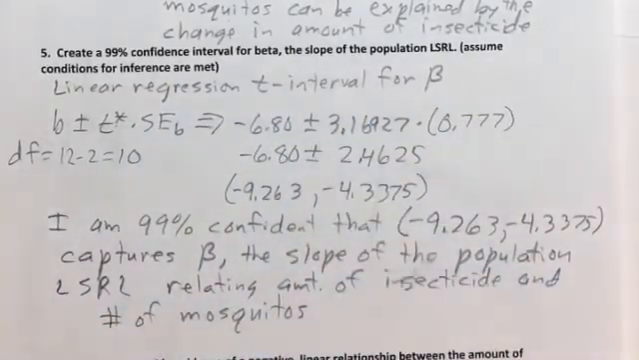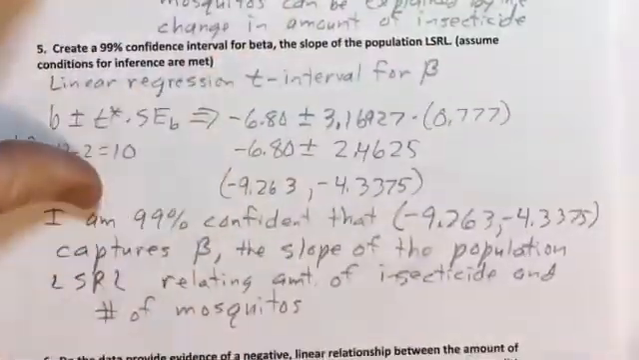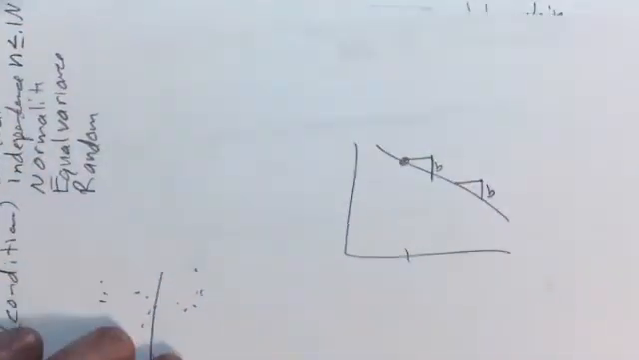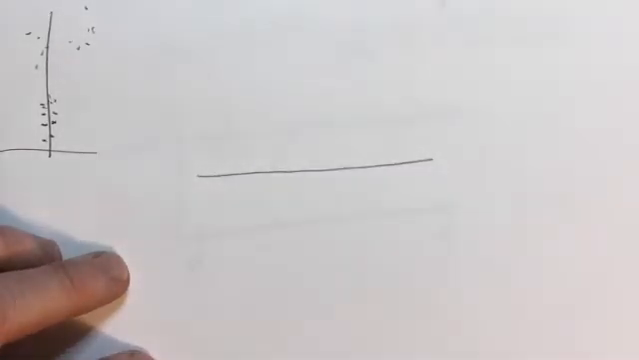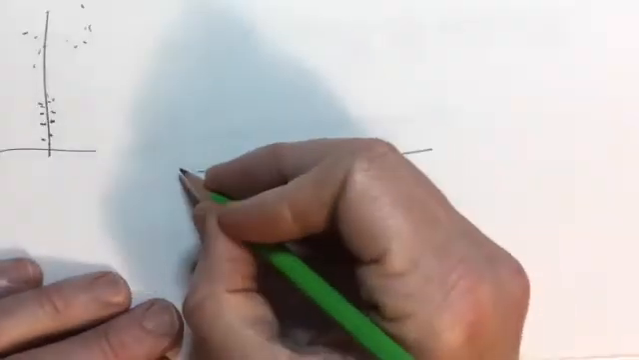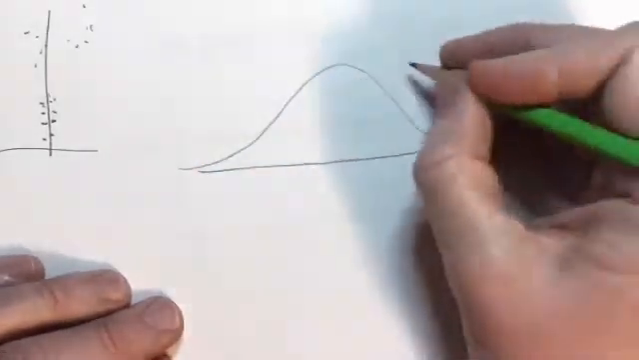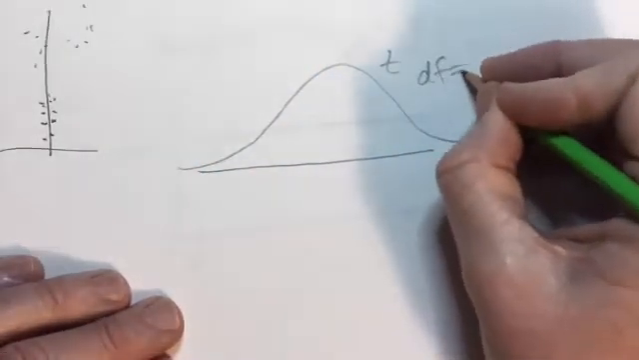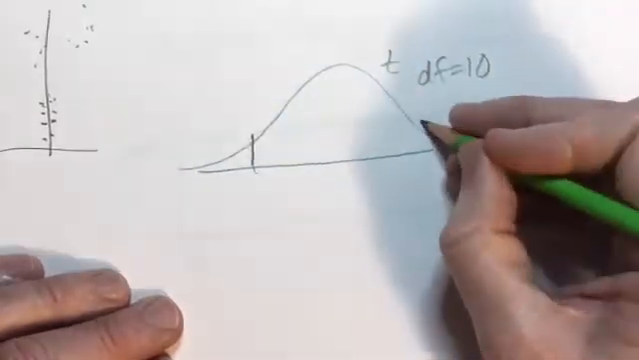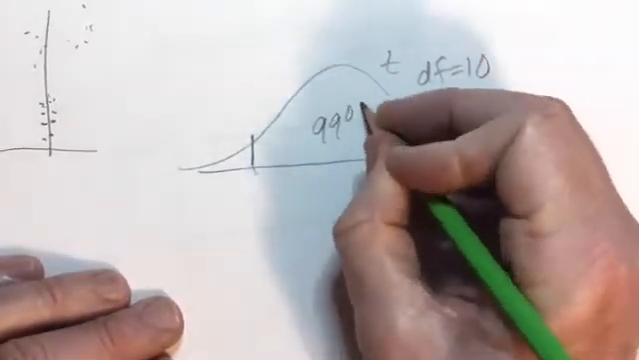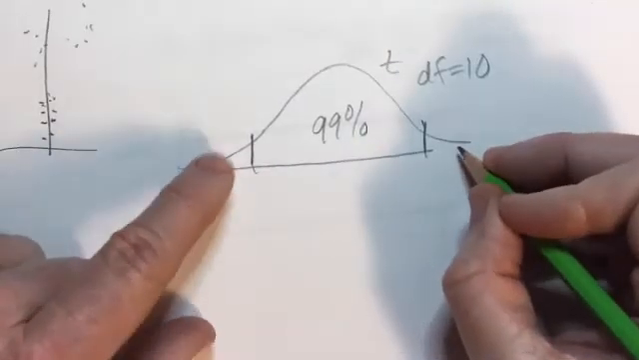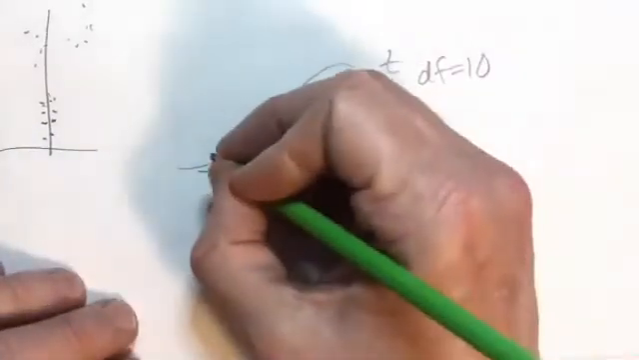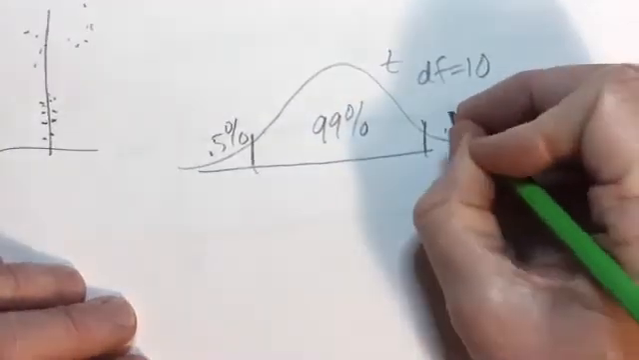The way you find t star is, you could use your table in essence, but I'm going to use this. This is a 99% confidence interval. What that means is that in my t distribution with degrees of freedom equal to 10, 99% of the distribution is taken up by the interval. That means 1% is on the outside, and half of 1% is on each tail. So this is 0.5 of 1%, and this is 0.5 of 1%.